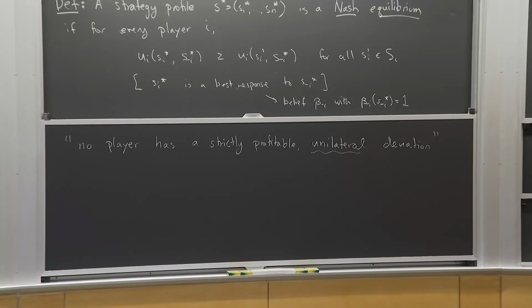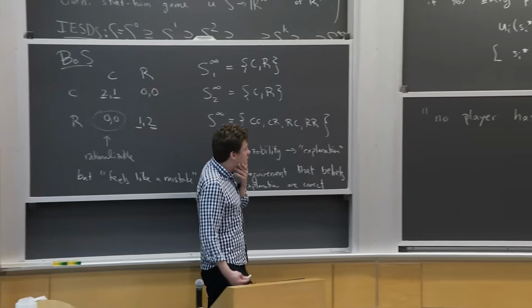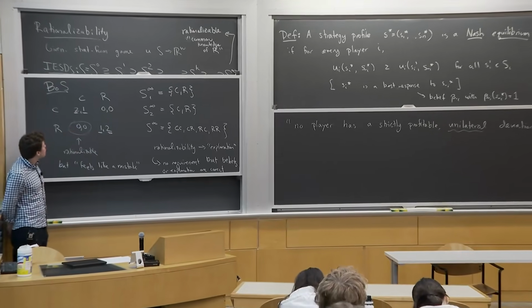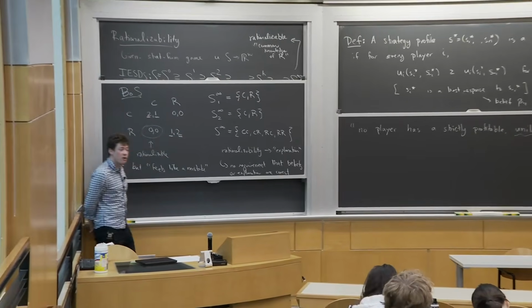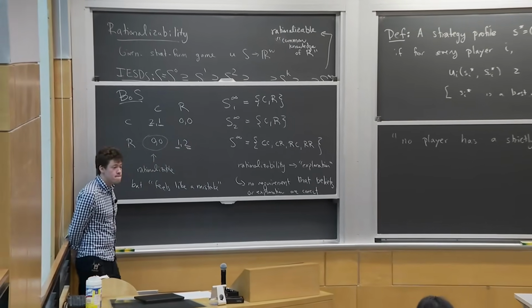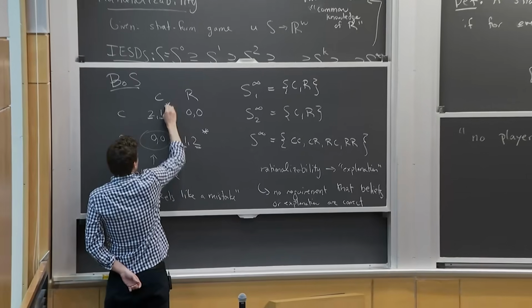So let's go back to this game and see if we can find the Nash equilibria of this BOS game. Any guesses on what the Nash equilibria are going to be, based on the definition or based on the things we've written? Right, so these are going to be the two Nash equilibria. How can we see this?